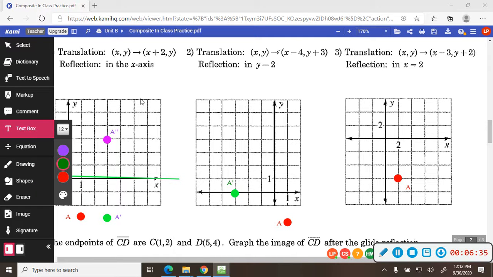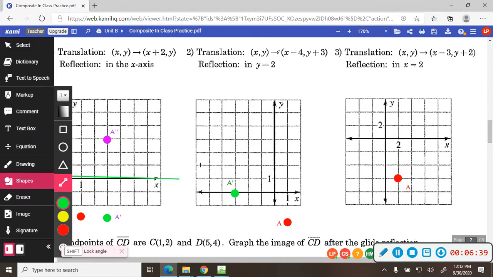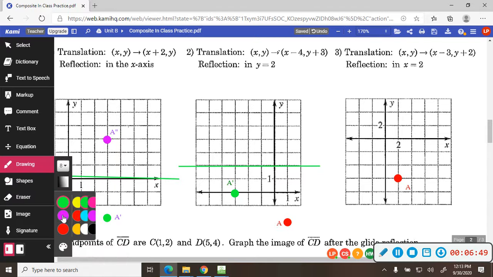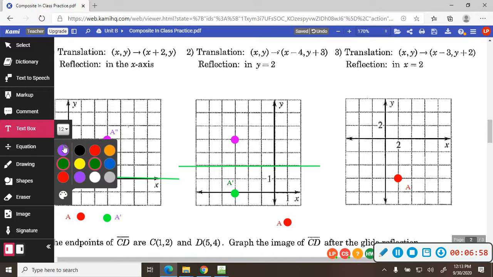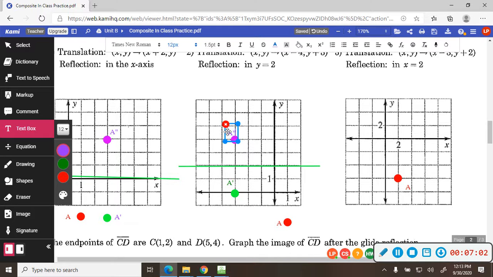Now I'm going to reflect over the line y equals 2. So this is the line y equals 2. And I'm going to reflect over that line. So it's 2 up, be 2 up here. And that is where A prime prime will go.